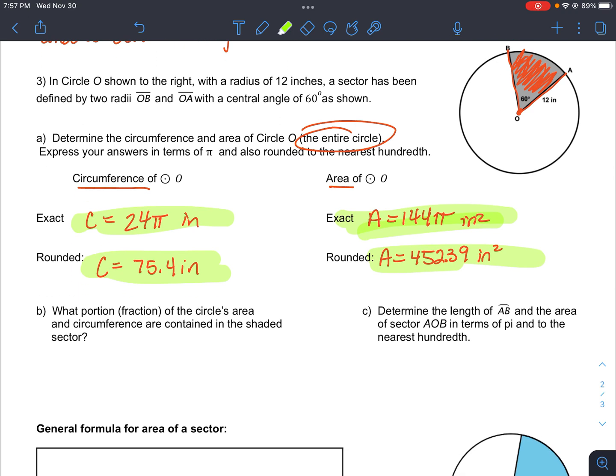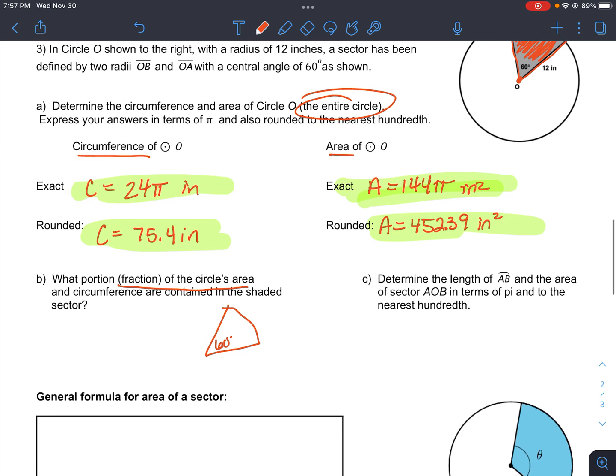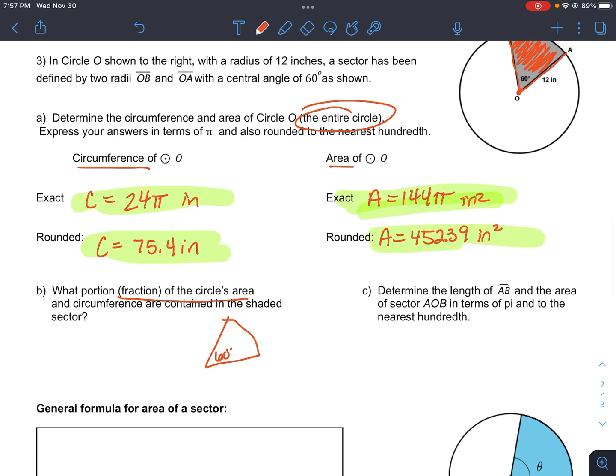Now, this is saying what portion or fraction of the circle's area and circumference are contained just in the shaded region. So we're given a section with a central angle of 60 degrees. You don't have to redraw it, I just know it's starting to slide off my screen here. So I would take 60 and reduce that out of the whole circle, 360, and this is 1/6.